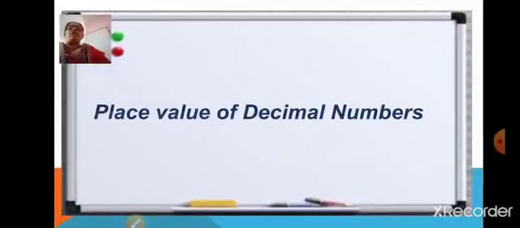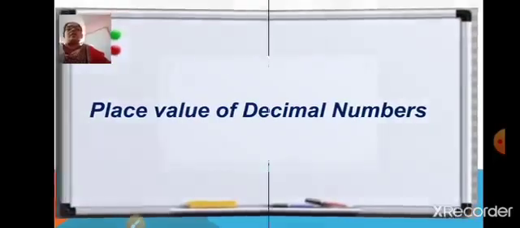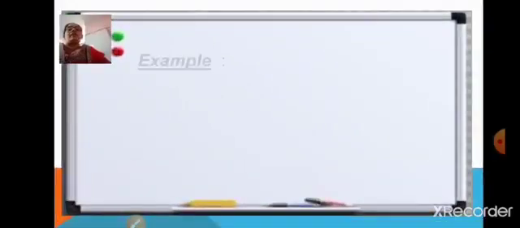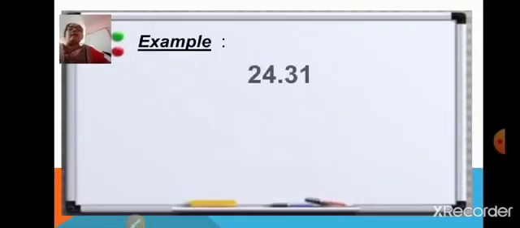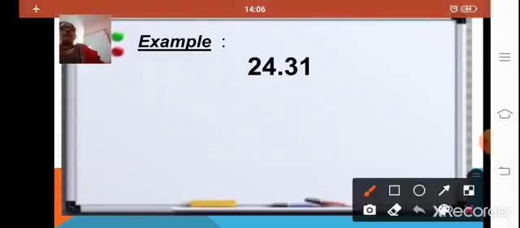Now coming to the place value of the decimal numbers. Always remember, children, that a decimal number has 2 parts, one on the left hand side and the other on the right hand side of the point. Now let us see what these parts are. Consider the number 24.31.